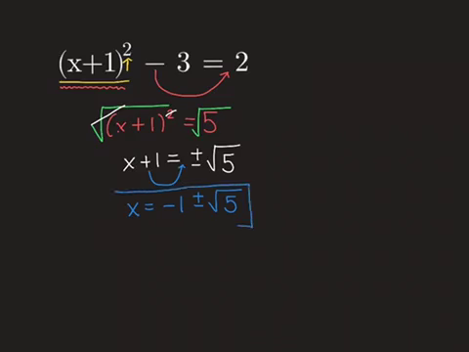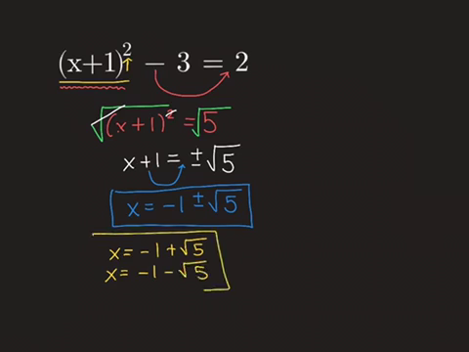So those are my two answers, and remember, I can't add and subtract those because one is under a radical and the other is not, so I just have to leave it like this. And remember, I could separate these out if I wanted to just write two answers. I could have x is equal to negative 1 plus the square root of 5, and x is equal to negative 1 minus the square root of 5. And those are my two answers. So this is two different ways of writing exactly the same thing.